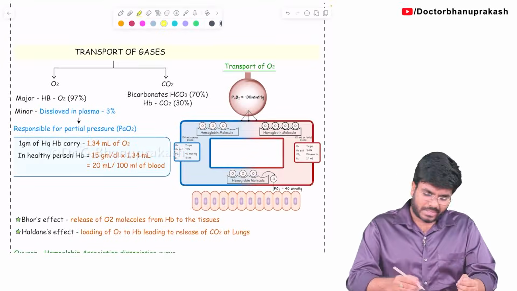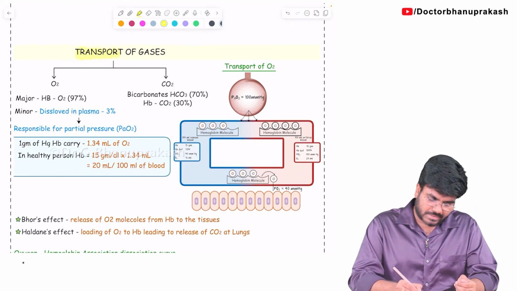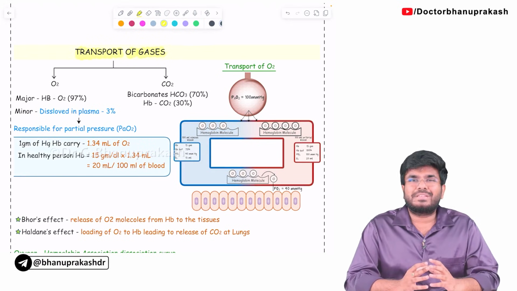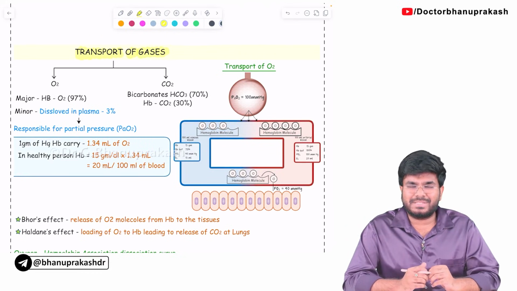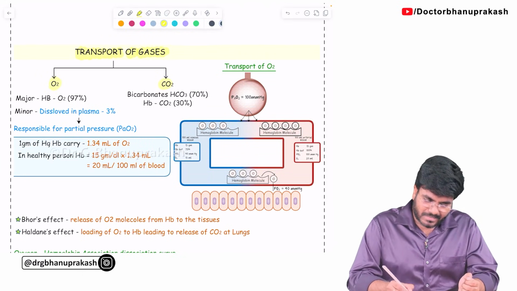Welcome back guys. Now let's continue with the topic of transport of gases. Okay, so how many gases do we have to transport? We have to transport two major gases: one is oxygen and the other is carbon dioxide.